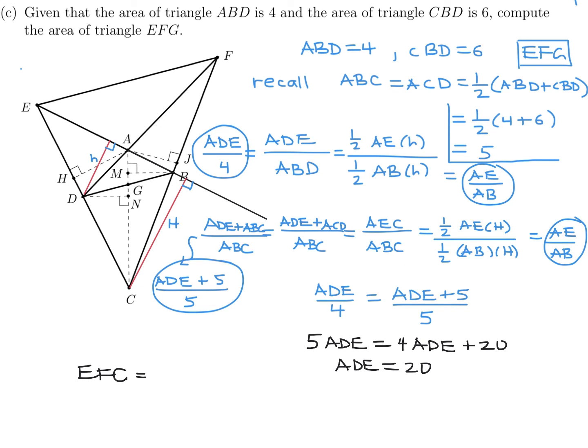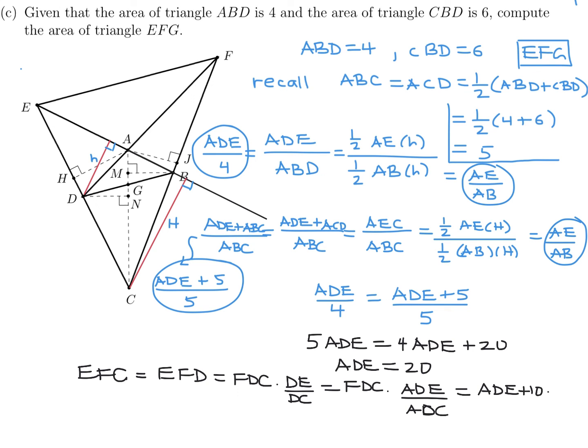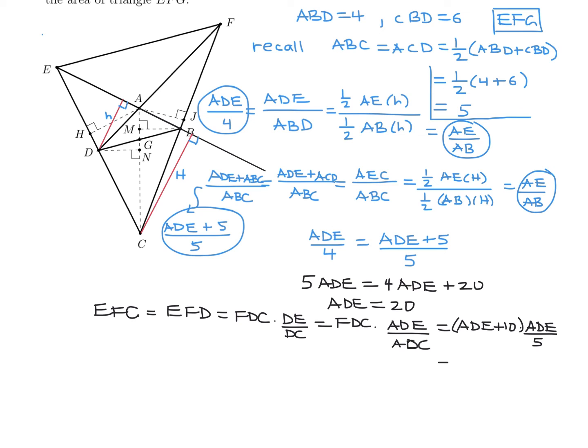EFG is equal to EFD, and that is essentially equal to FDC times DE over DC, which would be the same as FDC times ADE over ADC, and therefore that would be ADE plus 10 times ADE over 5, since ADC is 5, and therefore that looks like 20 plus 10 times 10 over 5, and that is 20 over 5, and that is 4 times 30, which is 120. So the EFG, the area, is 120.